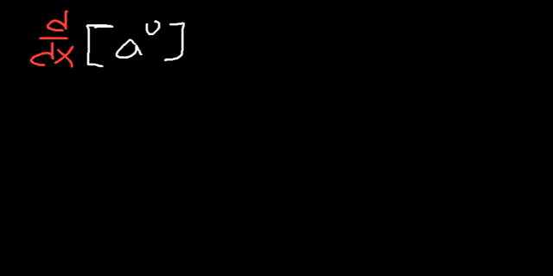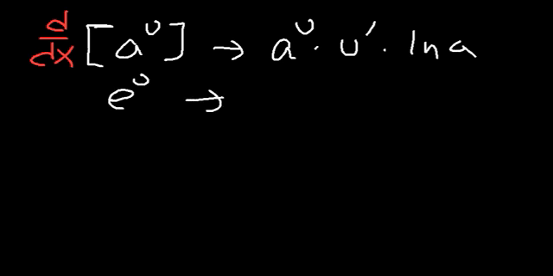So now let's talk about how to differentiate exponential functions when we don't have the base e. So the derivative of, let's say, a to the u, where a is a constant and u is a variable, is the same thing: a to the u times u prime ln a. Now for e to the u, it was e to the u times u prime ln e. Ln e is 1, so we can ignore it.